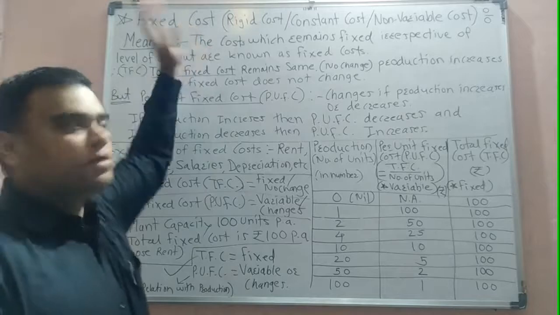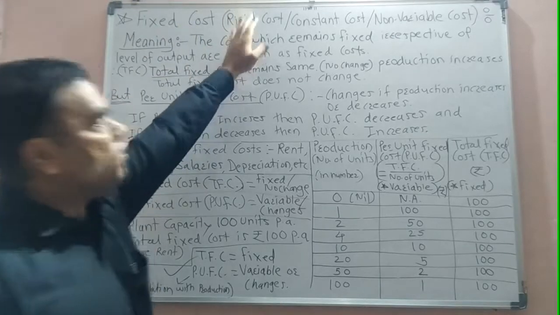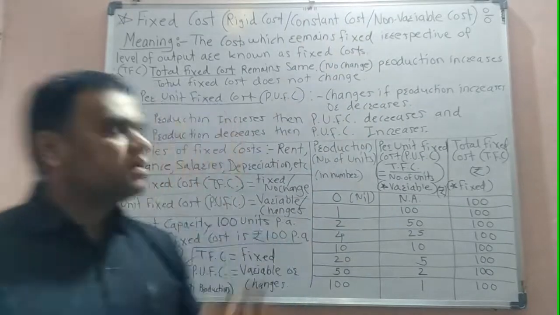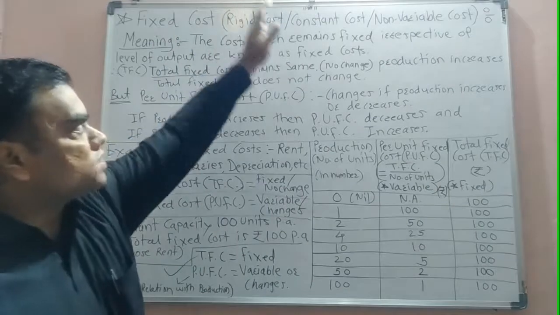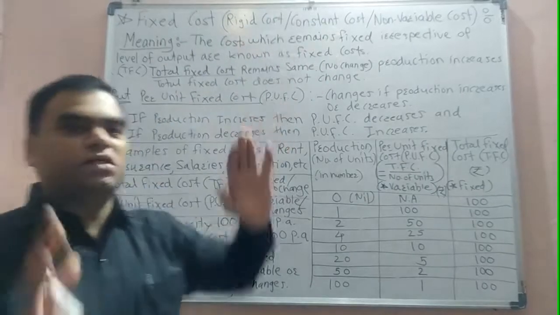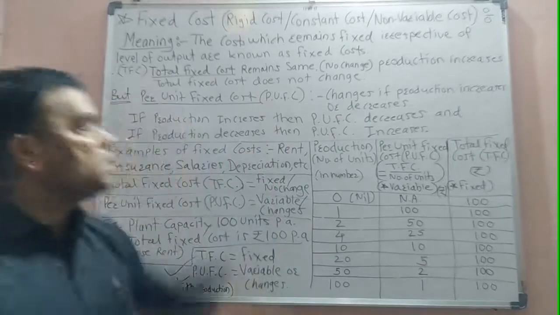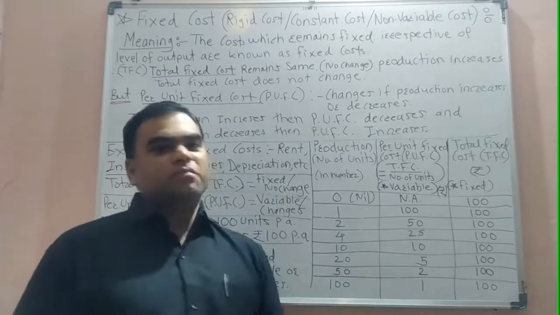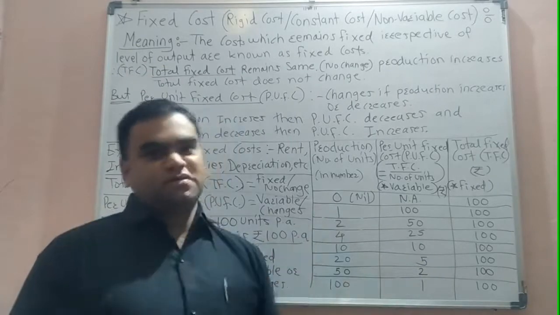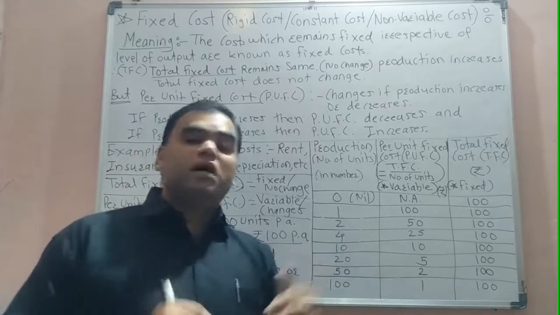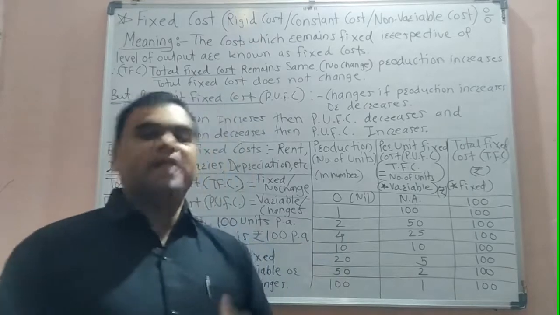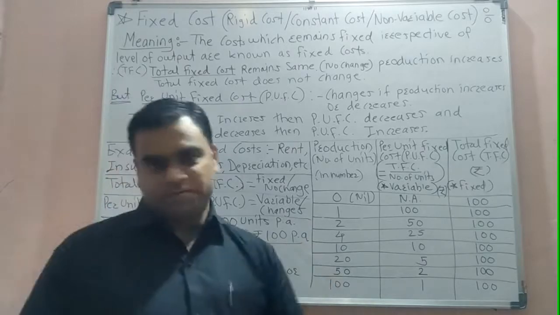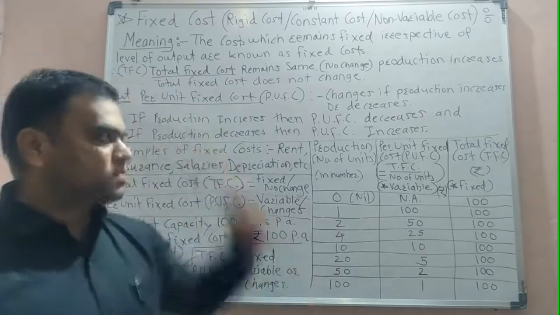Fixed cost is also known as rigid cost, constant cost, or non-variable cost. Fixed cost, rigid cost, constant cost, and non-variable cost are one and the same. Fixed cost, as the name indicates, means which remains fixed. In other words, which doesn't change, that is fixed cost. The cost which doesn't change, that is fixed cost. That's why this cost is known as fixed cost.